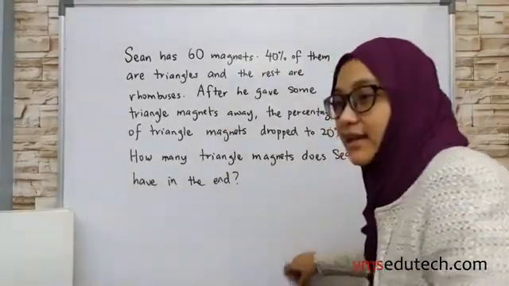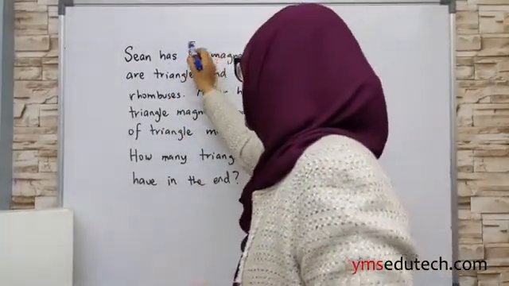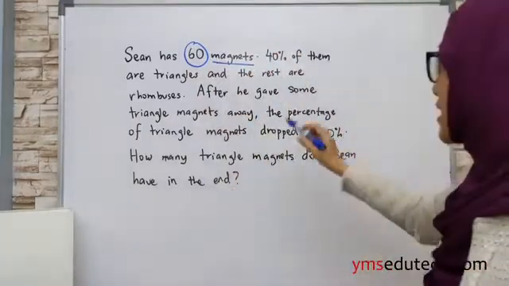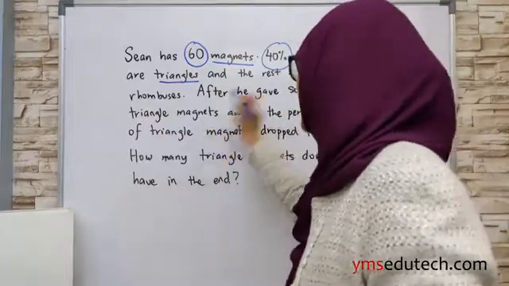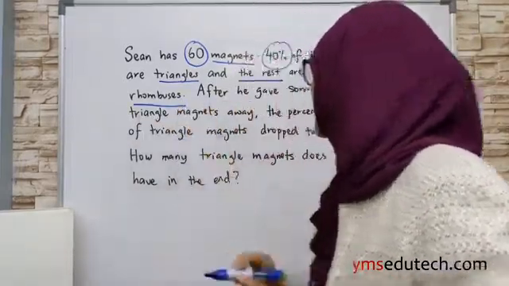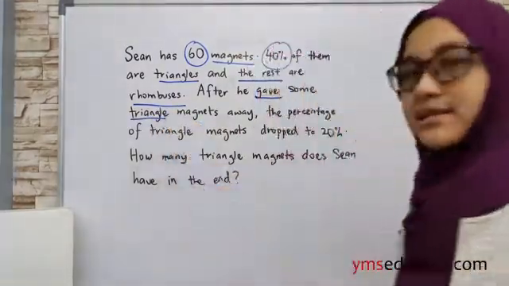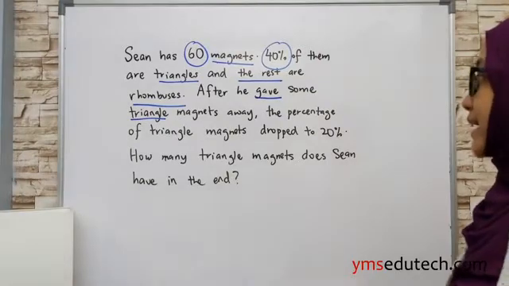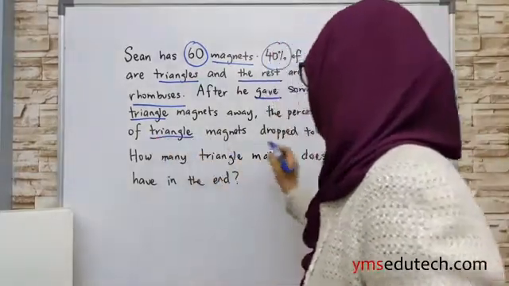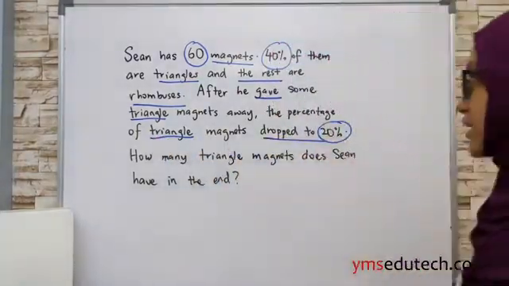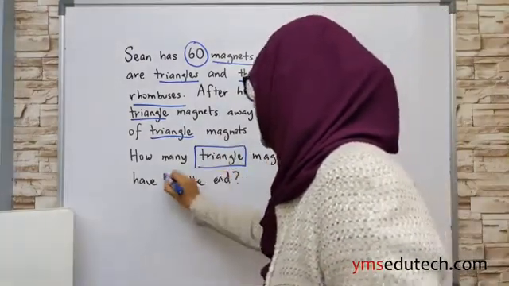Let us underline the keywords. Let's circle the values first. Sean has 60 magnets. 40% of them are triangles and the rest are rhombuses. He gave some triangle magnets away. So what happened next? The percentage of triangle magnets dropped to 20%. So the question wants to know how many triangles there are in the end.